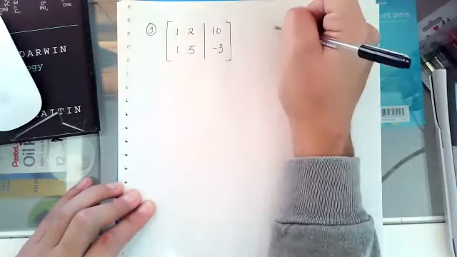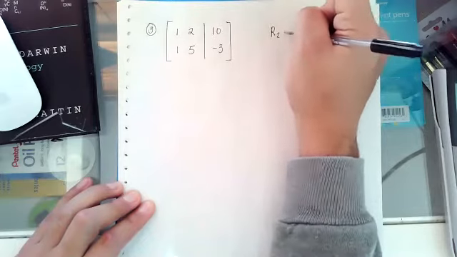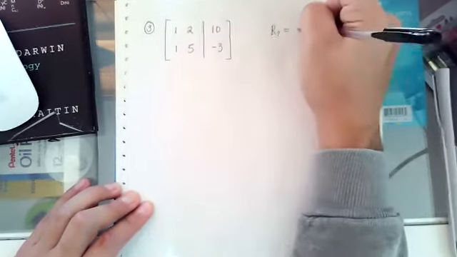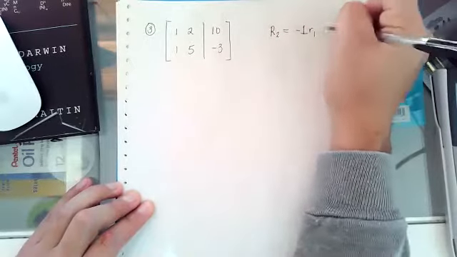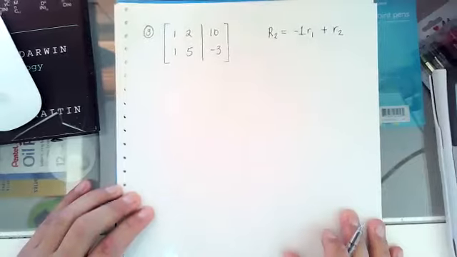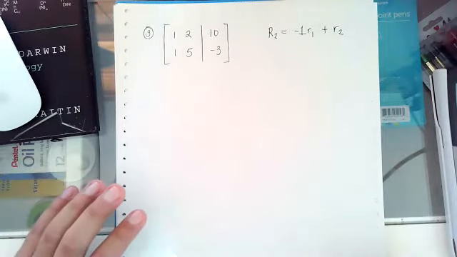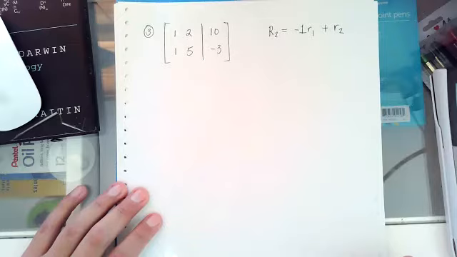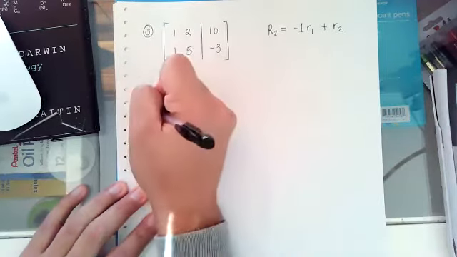Now, the operation I want you to perform is row 2 is going to be equal to -1 times row 1 plus R2. So there's 2 operations here. So take your time, take a couple of minutes, and then tell me what the new resulting matrix should be.